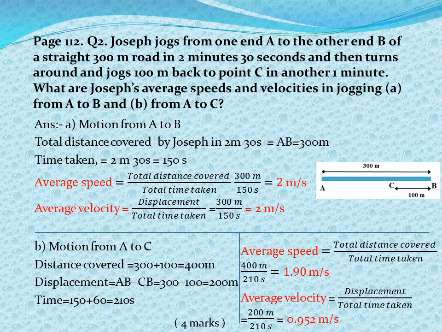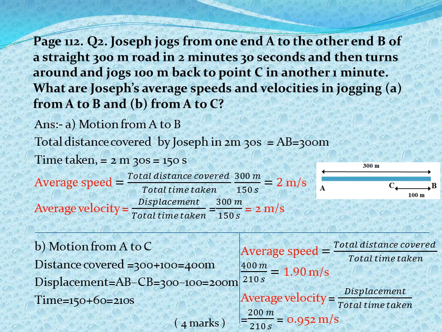Total distance covered by Joseph in 2 minute 30 second is 300 meters, that is AB. Time taken is 2 minute 30 second, that is 150 seconds. So the average speed equals total distance covered divided by total time taken, that is 300 meter divided by 150 second, equals 2 meter per second. Average velocity equals displacement divided by total time taken, that is 300 meter divided by 150 second equals 2 meter per second.